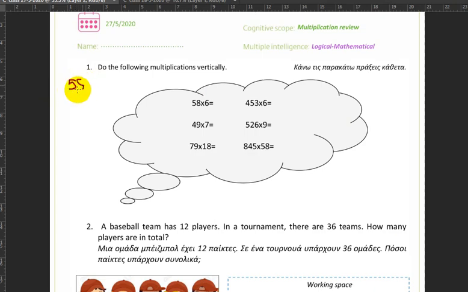First up we have 58 times 6. 6 times 8 makes 48, so I write 8, carry 4. 6 times 5 makes 30, plus 4 that I carried over makes 34. So the answer to my first multiplication is 348.